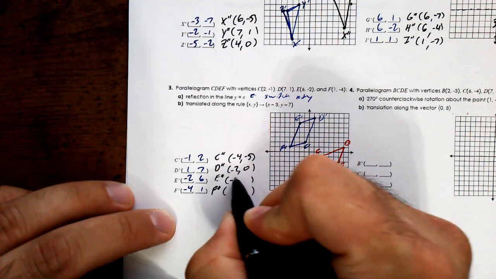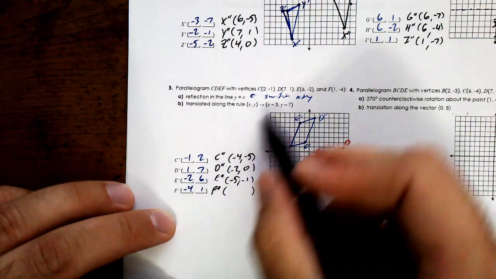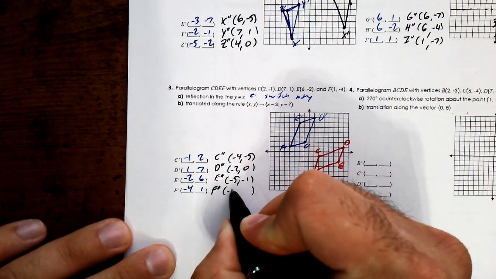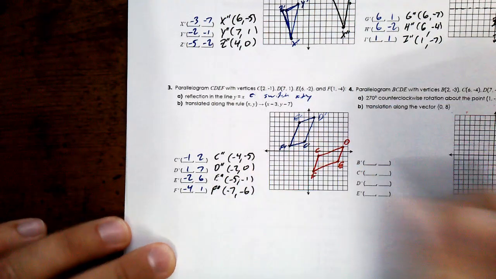-2 minus 3 is -5. 6 minus 7 is -1. -4 minus 3 is -7. And 1 minus 7 is -6.